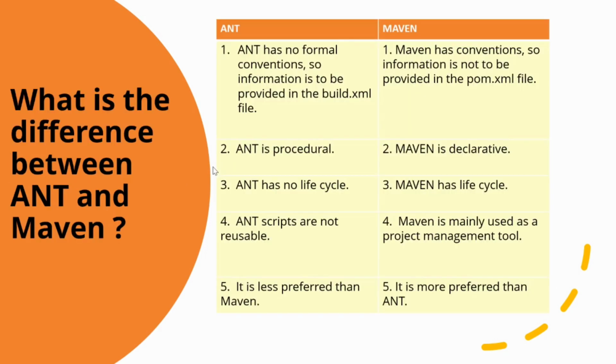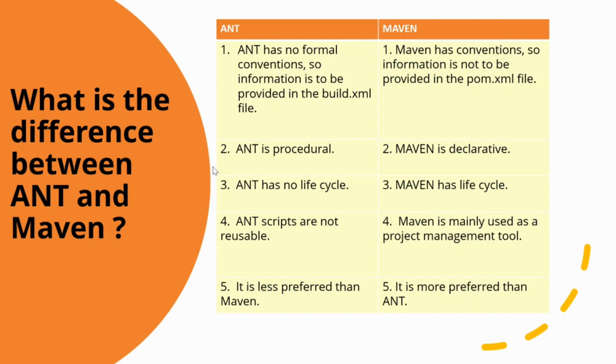The next very important question asked in the interviews is about the difference between Ant and Maven. Ant requires the information on the project structure to be provided in the build.xml file. So, Ant has no formal conventions. So, the information is to be provided in the build.xml file. Whereas, Maven does not require the information about the project structure to be provided in the pom.xml file.